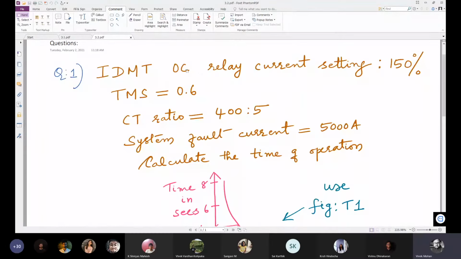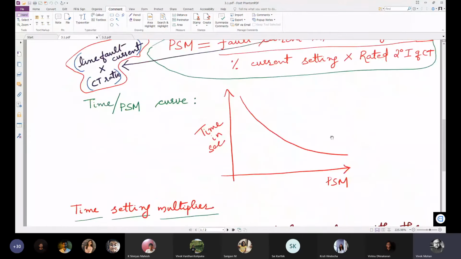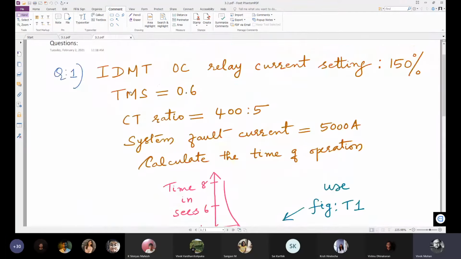The IDMT overcurrent relay current setting. IDMT means inverse definite minimum time overcurrent relay. What is inverse definite minimum time? That means in the curve you can see that for higher currents you have an almost constant value. There is a definite time of operation for the relay, and there is a minimum definite time for the operation of the relay, and the characteristic is inverse also. That is why it is known as the IDMT relay, inverse definite minimum time overcurrent relay.